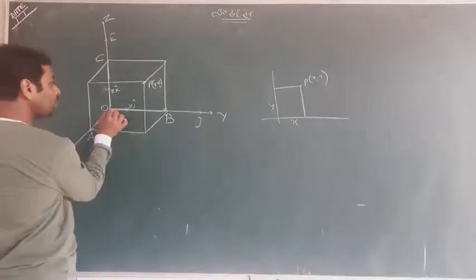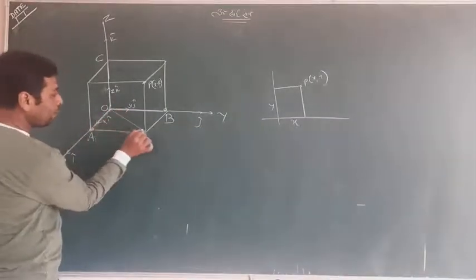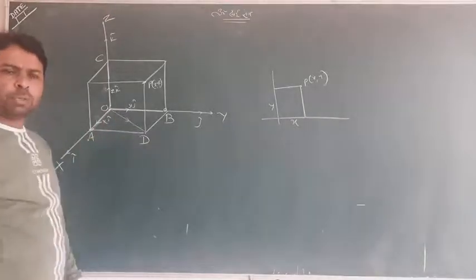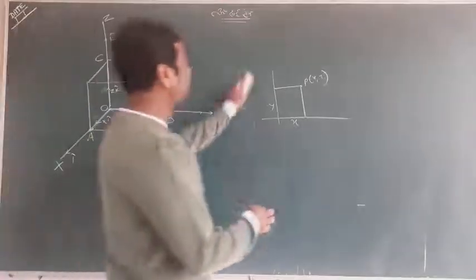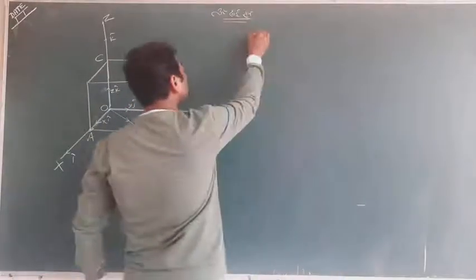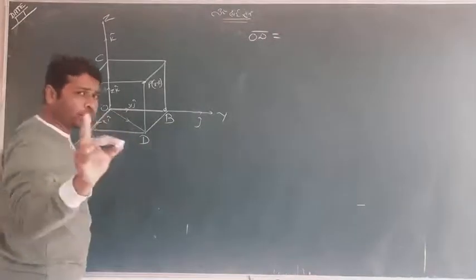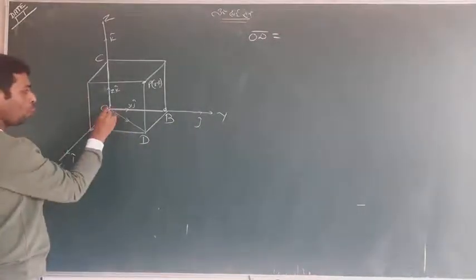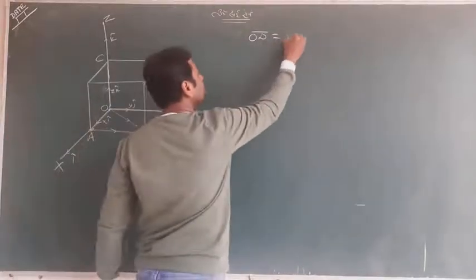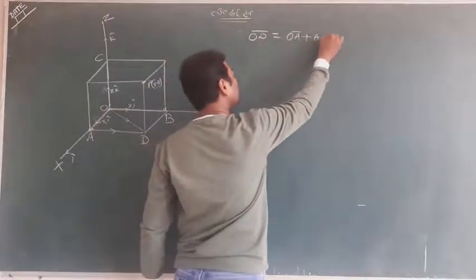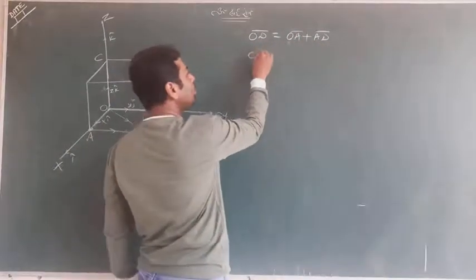Look at this. Suppose it is D. First of all, find OD. You know it, I know you can tell. What is OD? So students, now use the rectangle addition law, vector addition, you know it. OA plus AD, and you know that OA plus AD is OD. That's simple.